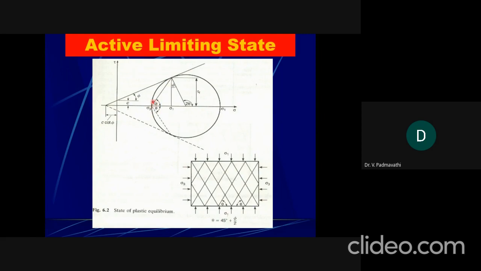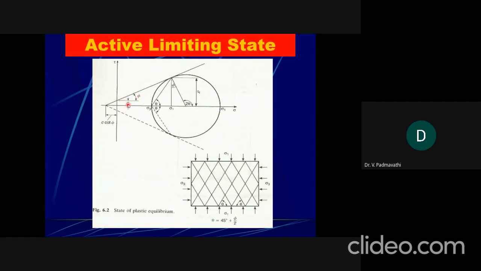So if you draw a line passing through the major principal stress point with 45 plus φ by 2, here you can see 45 plus φ by 2. It may touch the Mohr circle at one point. If you consider the intersection point and draw one tangent to it, then you may get the C intercept here, the y-axis intercept, which is nothing but C, and the angle of the slope of this line is represented as the angle of internal friction.